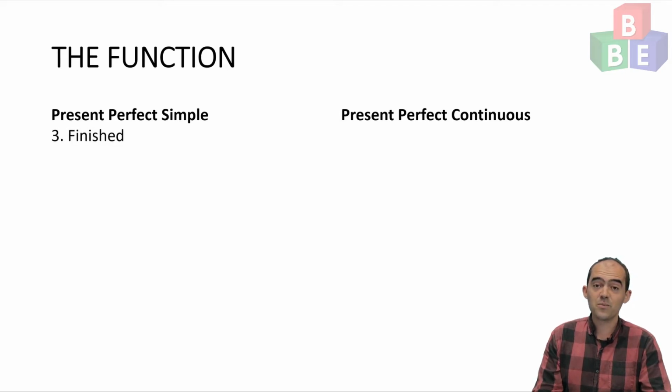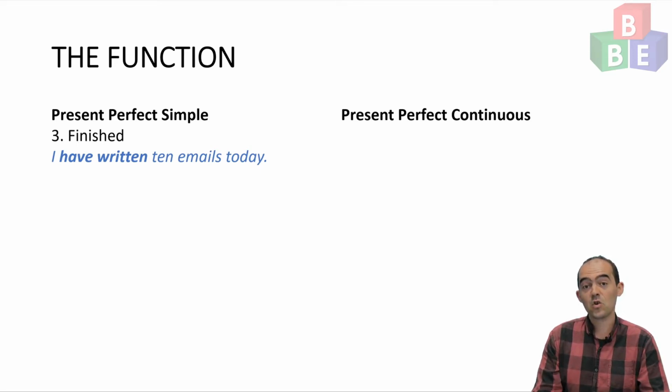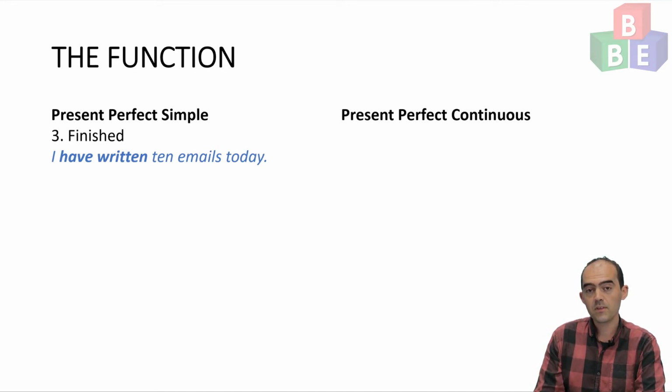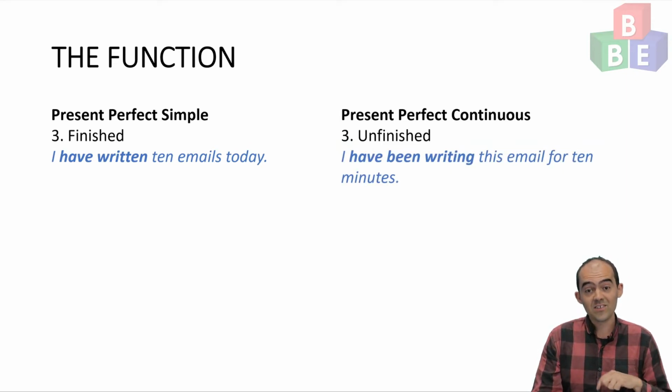The present perfect simple talks about finished actions that affect the present. So I have written 10 emails today. All of those 10 emails are completed. Whereas the present perfect continuous talks about unfinished actions that affect the present. So I have been writing this email for 10 minutes. This email is incomplete. It is unfinished.